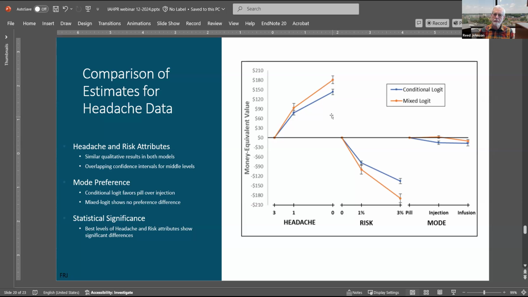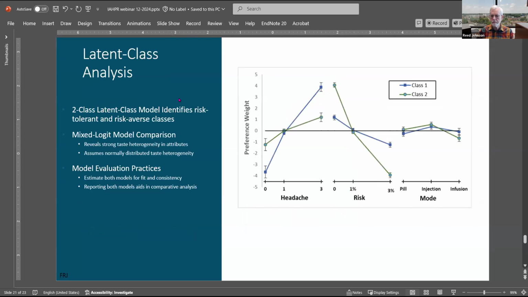So we always estimate a conditional logit model first because it's easy. Mixed logits can take more time and are a little more challenging, but it is possible that you'll get this kind of result. We sometimes get very similar results on mixed logit, and sometimes we get very different ones. All right.